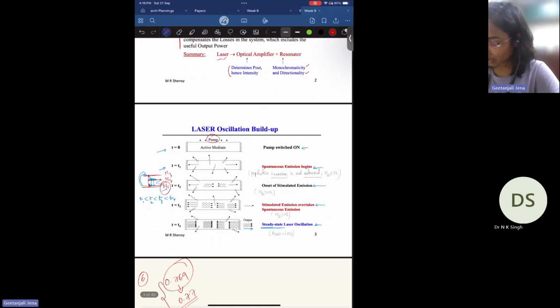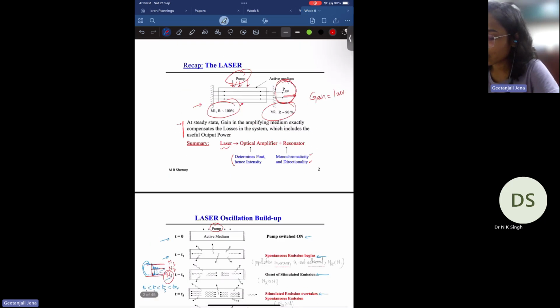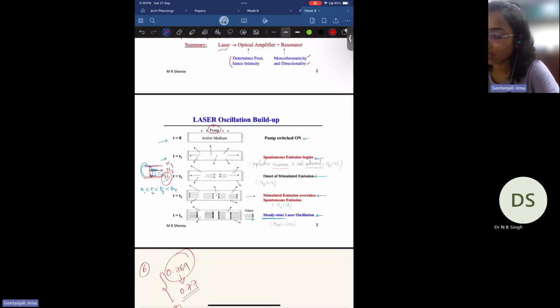Initially, when we pump the system, what will happen? Spontaneous emission will begin because initially there is no population inversion in the system. Spontaneous emission will begin whenever you pump a system at time t equal to 0, and after some time it will repeat again and again.